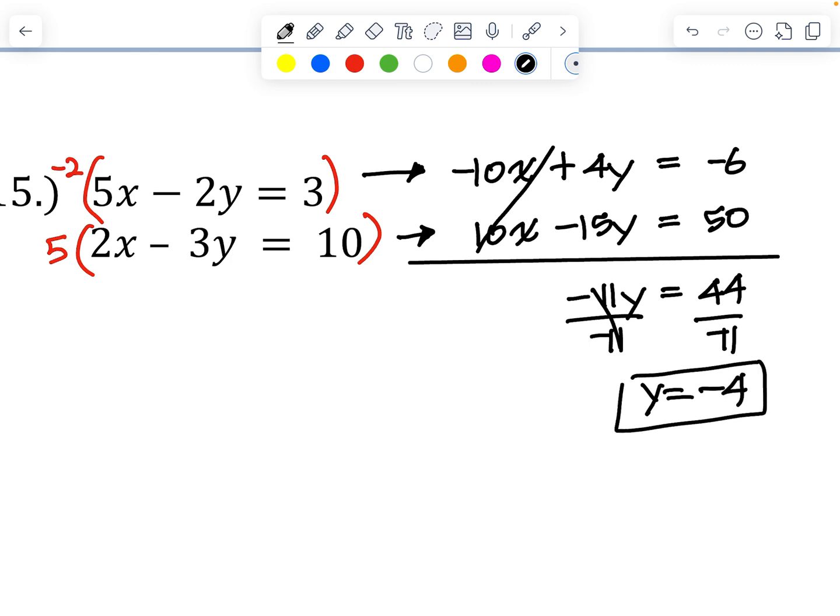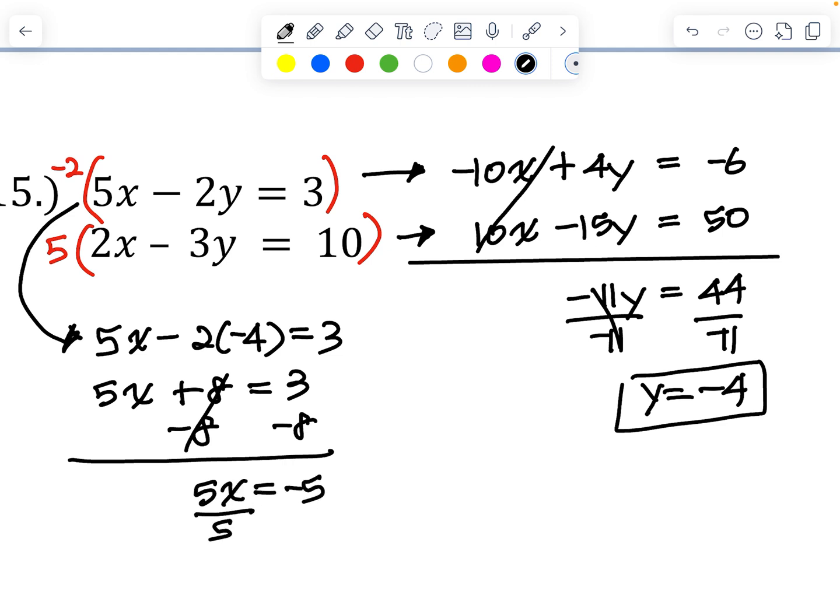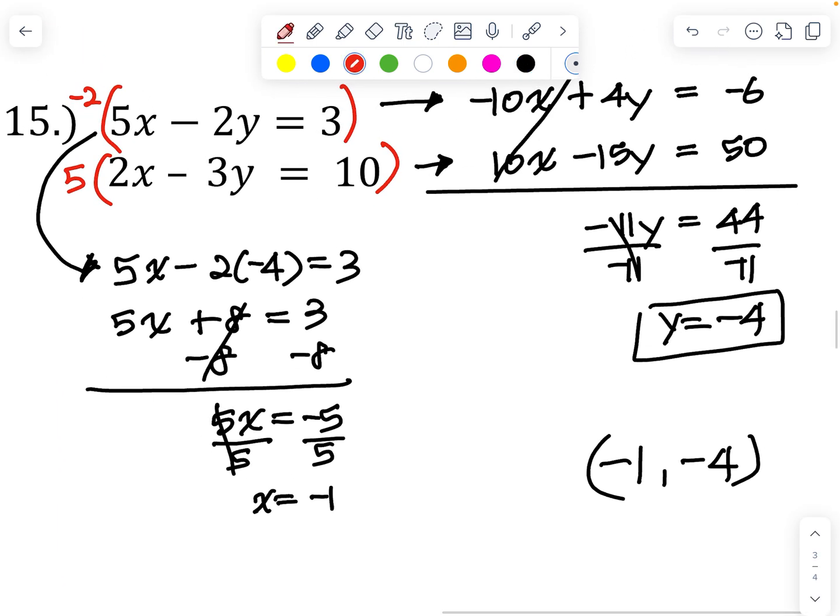Huh. Same answer. This time I'm gonna plug it into maybe the first equation and see. So 5 times x minus 2 times -4 equals 3. That's 5x plus 8 equals, not -3, positive 3. Subtract 8 on both sides. So I get 5x equals -5. Divided by 5 on both sides, x comes out to -1. So I do get a different answer, huh? -1 and -4. But I'm going to plug it into the second equation for my happy check.